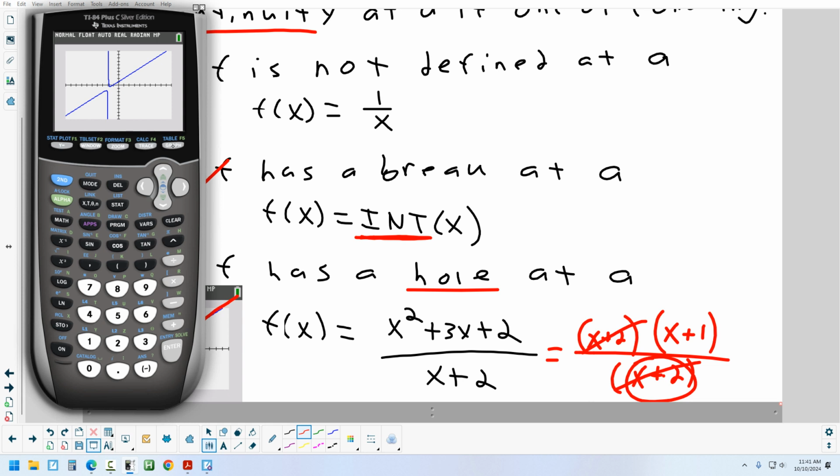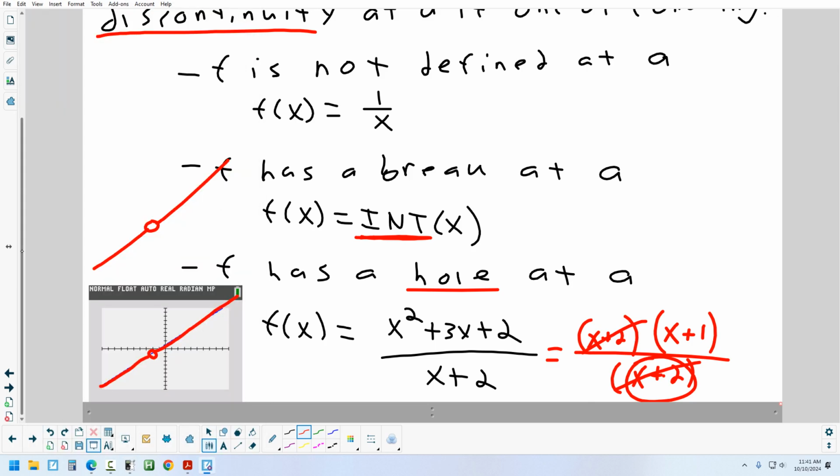So it has to be a very, very precise situation to have a hole. It has to factor in the top and have one of the factors in the bottom as well. Okay, so any question on those three different kinds of discontinuities?